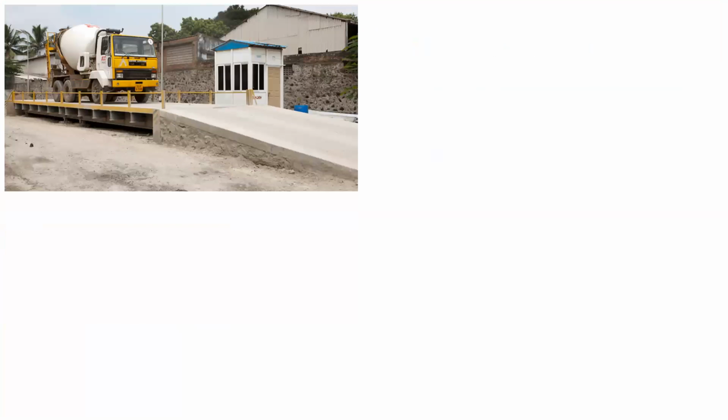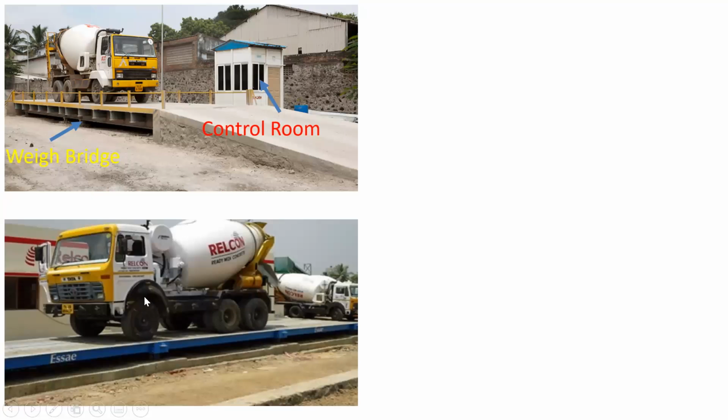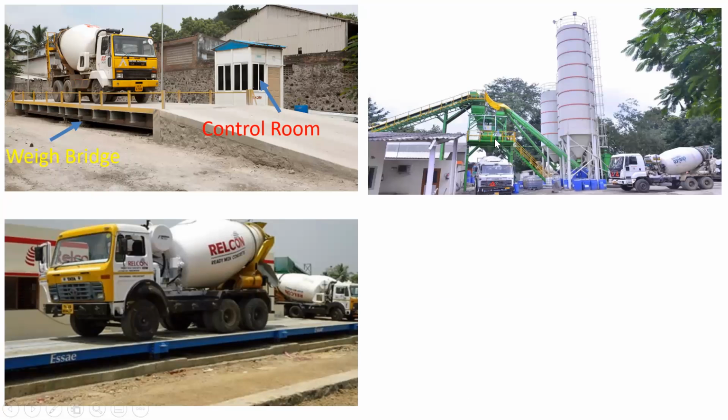So as I already mentioned in the previous video, this is how our weighbridge looks. And this is a weighbridge, and we have a control room here. So here you'll be getting all the information regarding the weight of the vehicle, the load of the empty vehicle, and all. And this is how another weighbridge looks. So this is also a weighbridge. So your transit mixer is standing here. You're going to get all the information regarding the weight of the vehicle and the weight of the concrete.